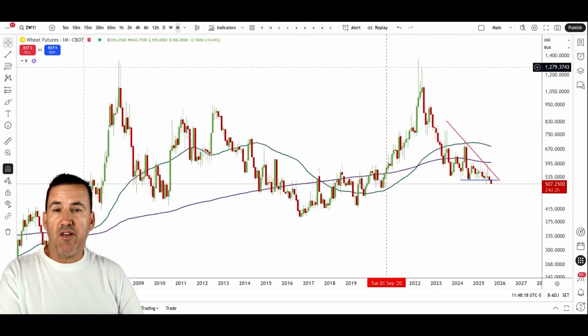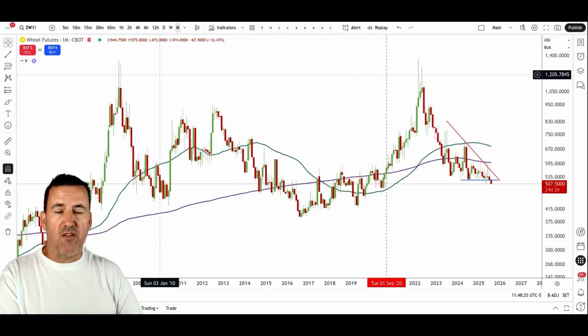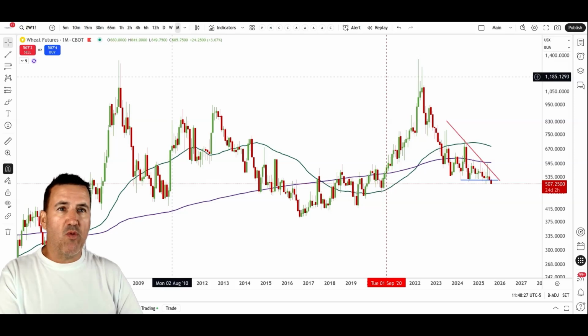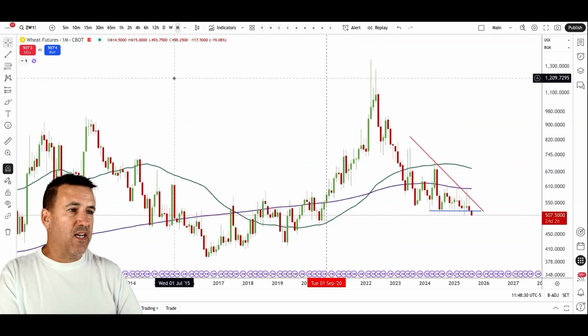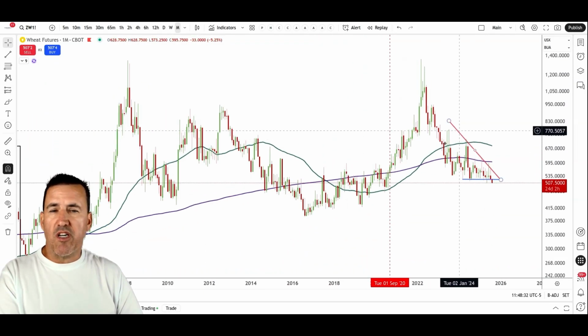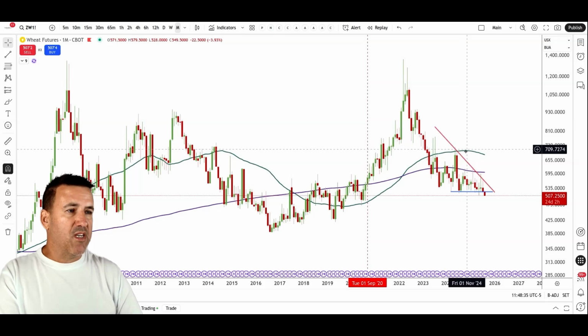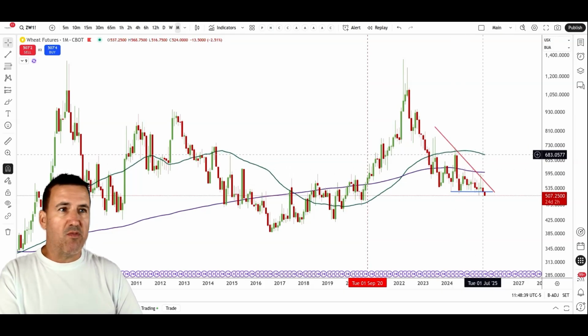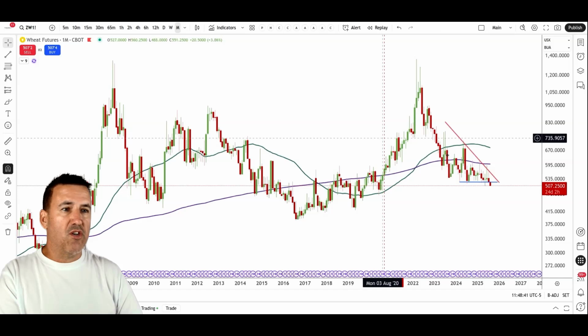Today is August the 5th, 2025, and I want to take a look at Chicago wheat here this morning. Now, this is the monthly continuous Chicago wheat futures chart, and you can see a couple trend lines on here. I want you to ignore these trend lines for now, but take a look at these moving averages. The green one overhead is the green 50-month moving average. The purple is the 200-month moving average.